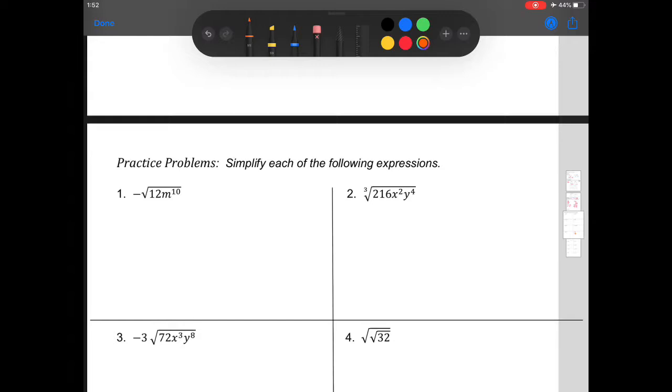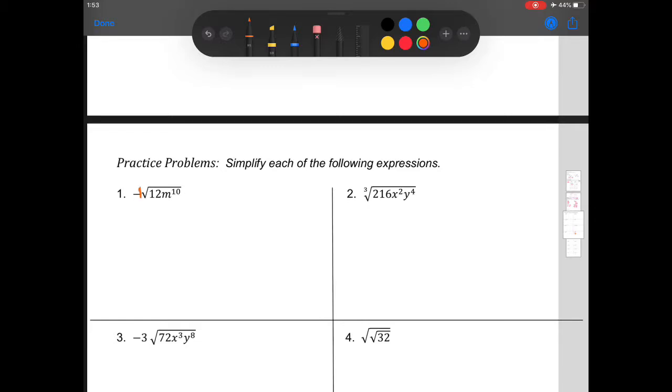I'm going to do 2 questions from the practice problems, numbers 1 and 8, and the rest of them, please try them on your own and check your answers with my answer key. So let's get started with number 1.